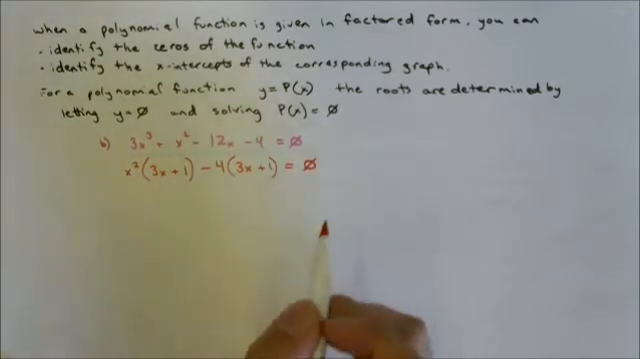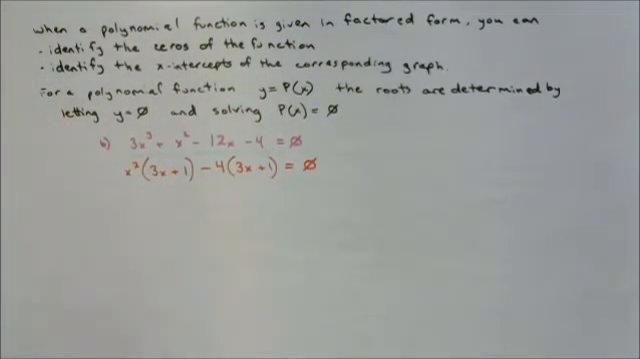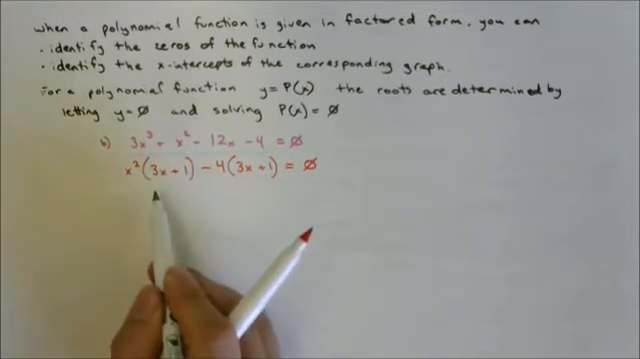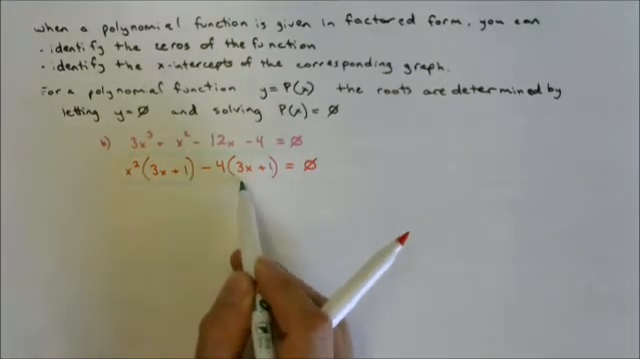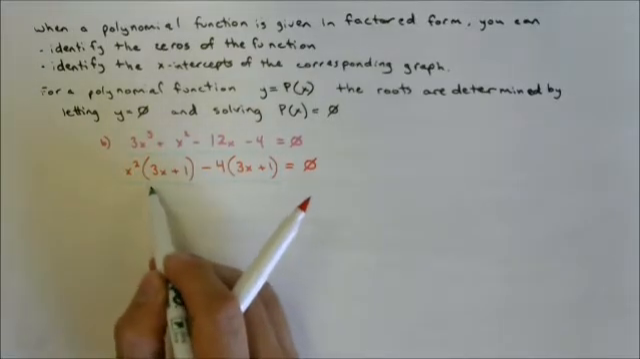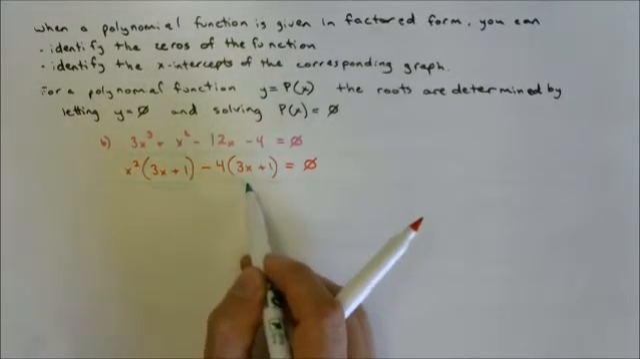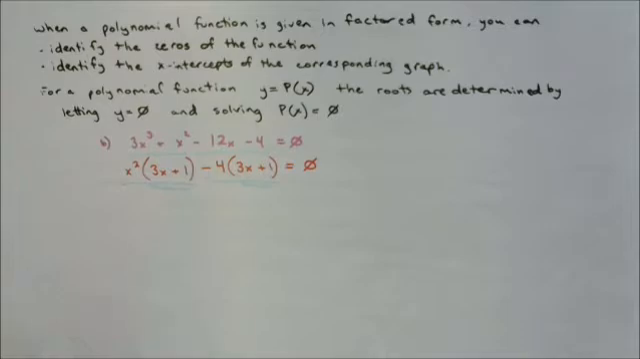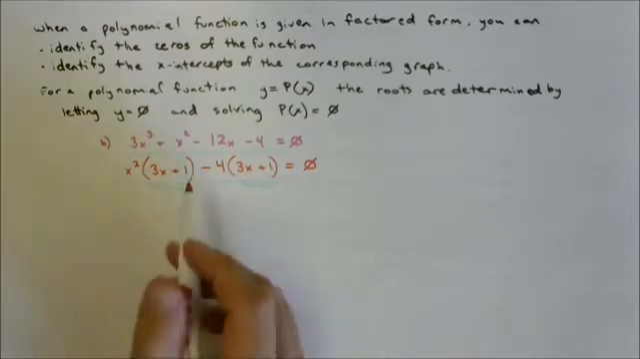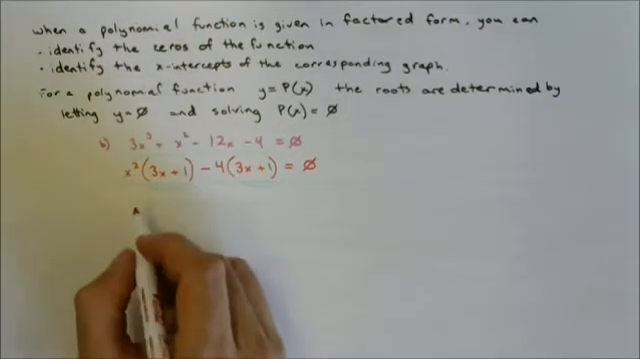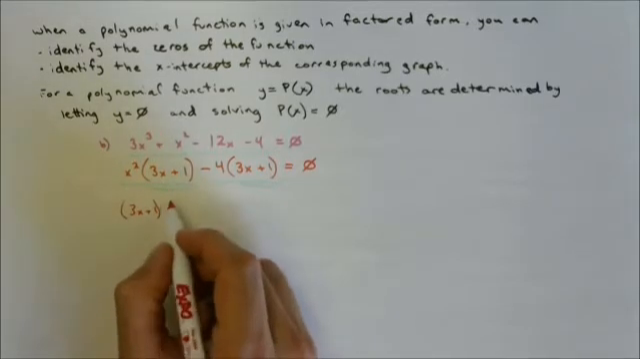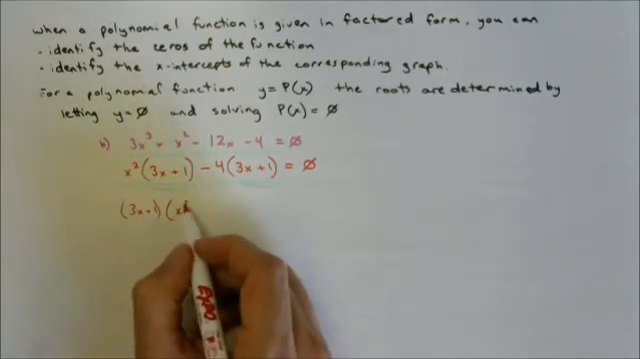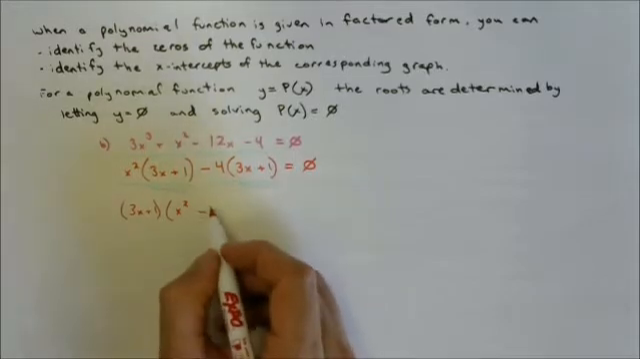A really good quick check that you've done it right, or that it was a good opportunity to factor by grouping, is now I have two terms, and those terms each have a common factor of 3x plus 1 in this case. So now I can look at those two terms. They both have a 3x plus 1, so I can pull 3x plus 1 out. When I do, in the first term I'm left with x squared, and in the second term I'm left with negative 4.